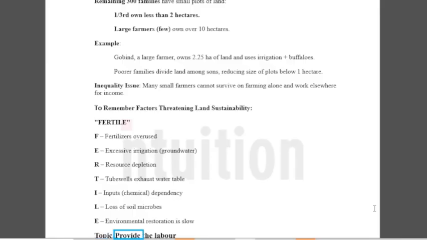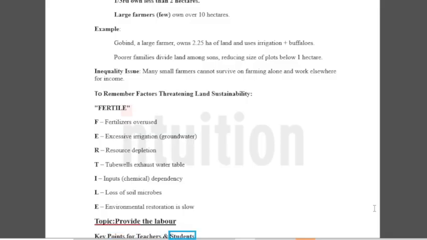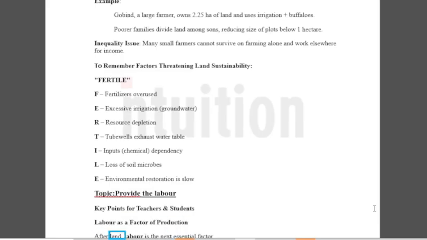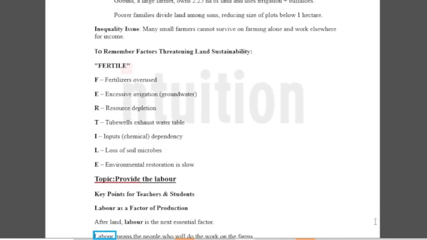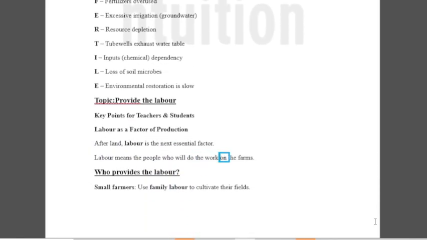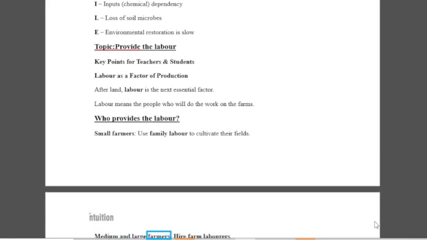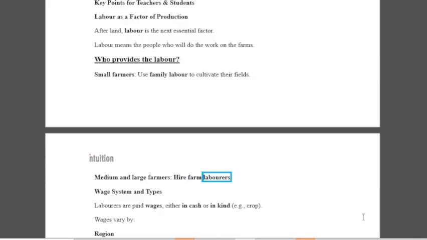Topic: Provide the labor. Key points for teachers and students: labor as a factor of production. After land, labor is the next essential factor. Labor means the people who will do the work on the farms. Who provides the labor? Small farmers use family labor to cultivate their fields. Medium and large farmers hire farm laborers.